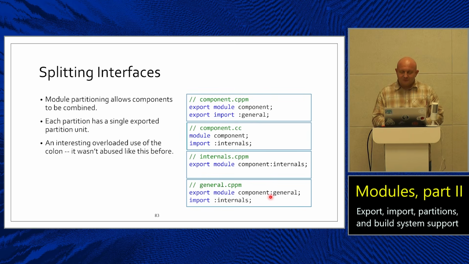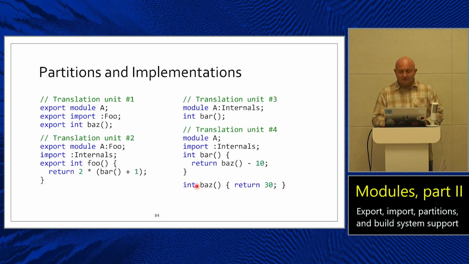module component colon general? That's a completely new use of the colon in C++. Until now, the language had abused plenty of operators, but the single colon had stayed relatively innocent. Now it finally has a new distinct syntactic meaning. It marks a partition of a module. So when you read module component colon internals, think of it as saying this is the internal partition of module component. Each partition has its own interface, and together they form a cleanly layered component.